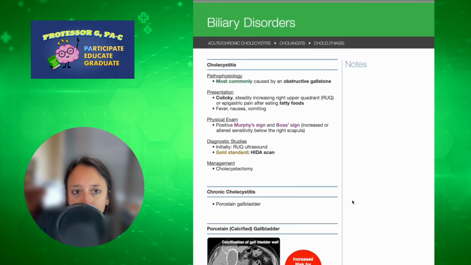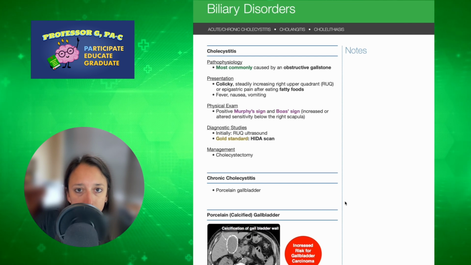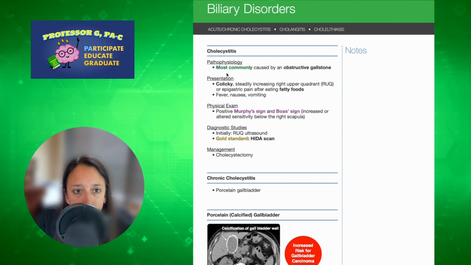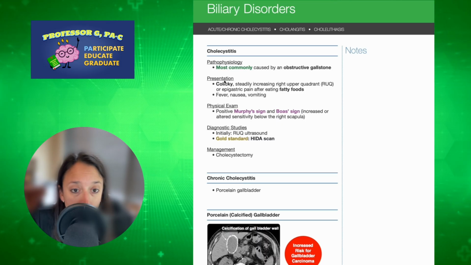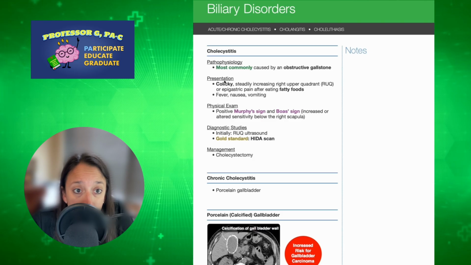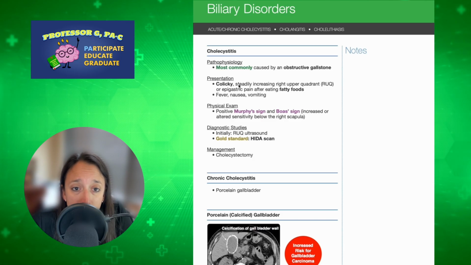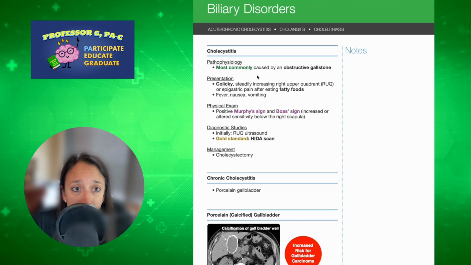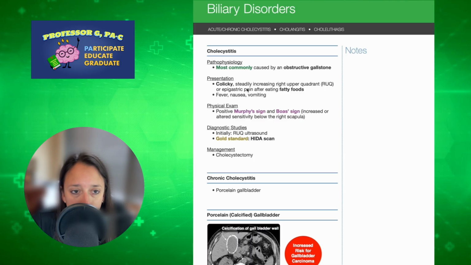And we're going to start off with biliary disorders. So biliary disorders includes acute and chronic cholecystitis, cholangitis, and cholelithiasis. So cholecystitis, this is most often caused by an obstructive gallstone. Remember, acute cholecystitis is that classic right upper quadrant colicky pain after consuming fatty foods. And we often see that gallstones happen in the F, so female, fertile, 40, fair-skinned. So we often see it in those populations more often, but it can happen in pretty much anyone.